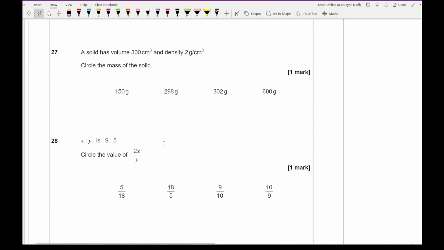Then for question 27, it says the solid has a volume of 300 cubic centimeters and a density of 2 grams per centimeter cubed. Circle the mass of the solid. So density equals mass over volume. So mass equals density times volume. So that's going to be 300 times 2, which is 600. So the answer is going to be the last option of 600.